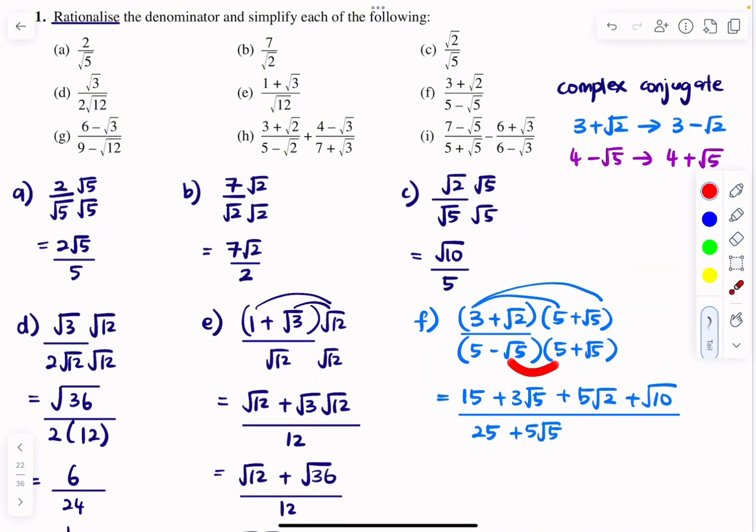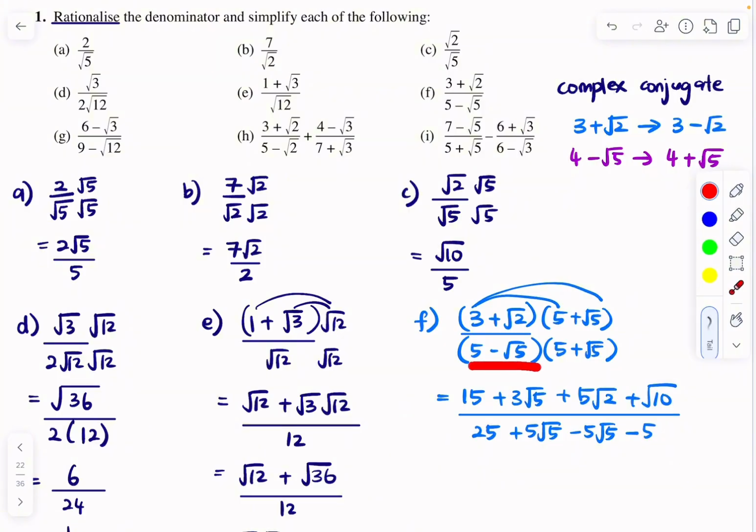Negative 5 times √5 is negative 5√5. Negative √5 times √5 is negative 5, because √5 times √5 gives 5. Then here we have negative, so we put negative.